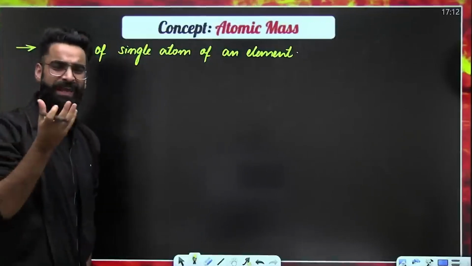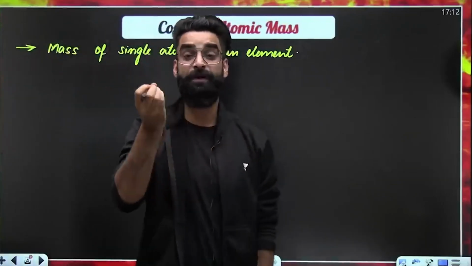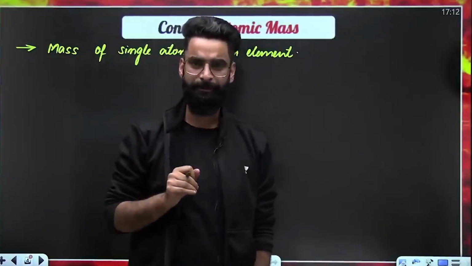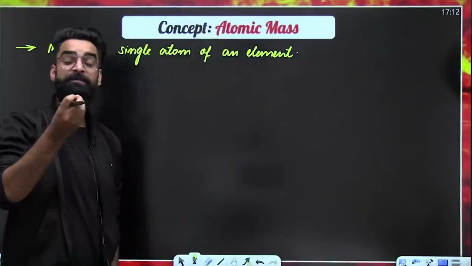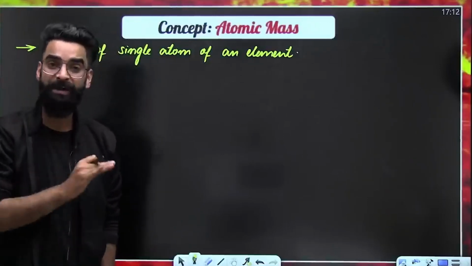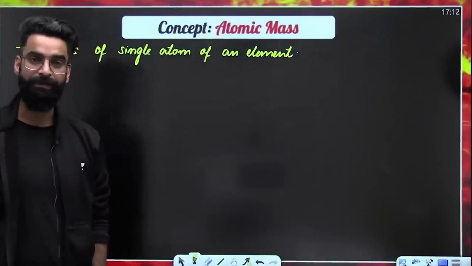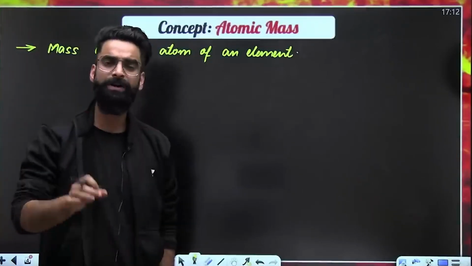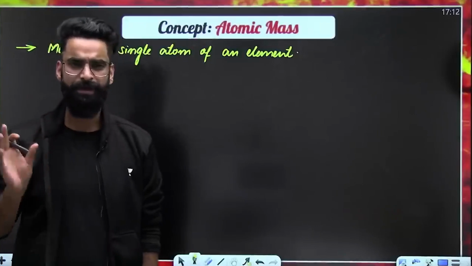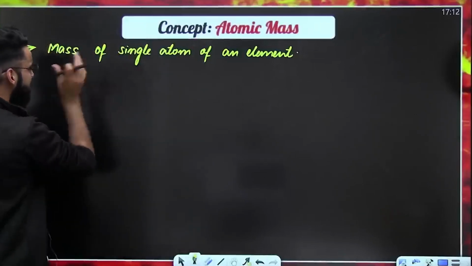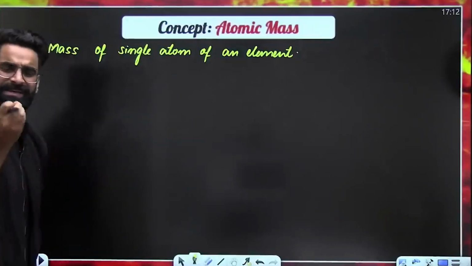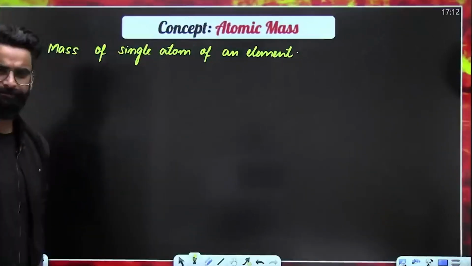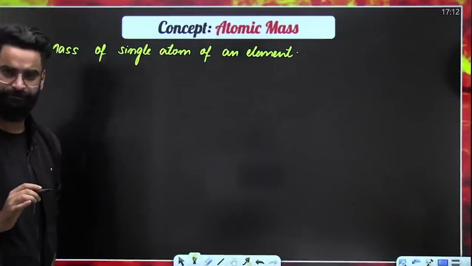For example, if I'm using the term atomic mass of oxygen, that means I am talking about the mass of one atom of oxygen. If I'm using the term atomic mass of fluorine, I'm talking about the mass of one atom of fluorine. If I'm using the term atomic mass of sodium, I am talking about the mass of one atom of sodium. So in short, atomic mass is defined as the mass of a single atom of an element. Number 1, the basic, classical definition.